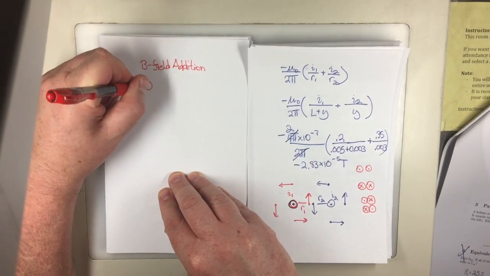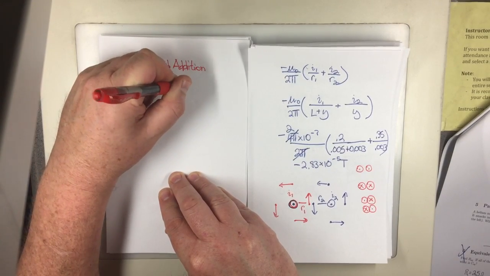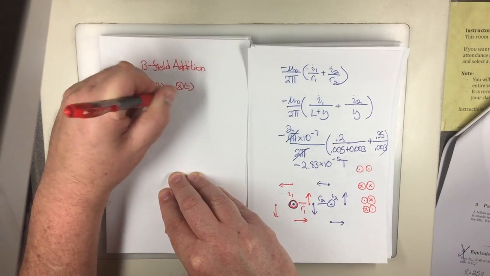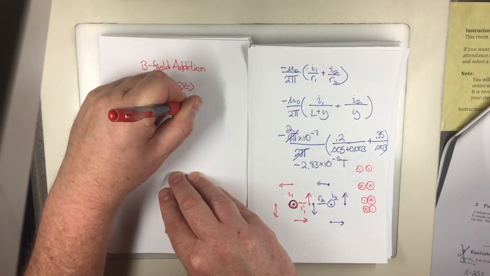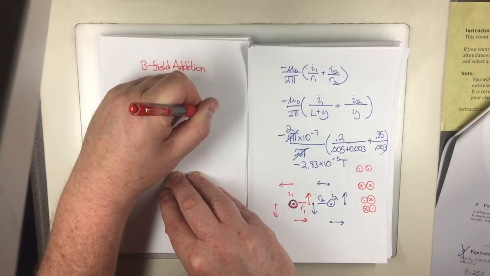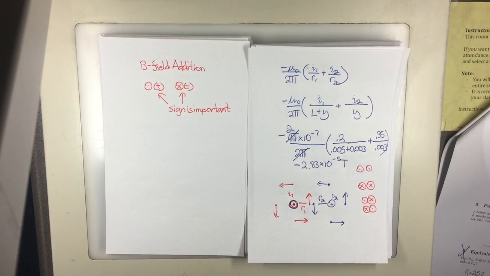With B field addition, sign is important. In a lot of other cases, I just don't care. It's magnitude and let reason work it out. So, does that answer the question?